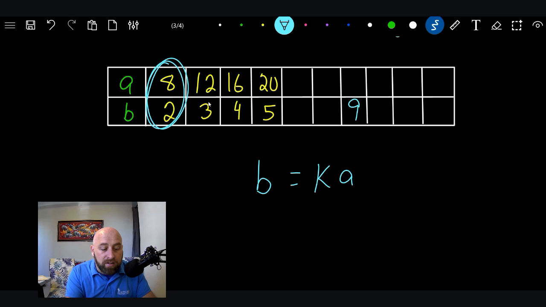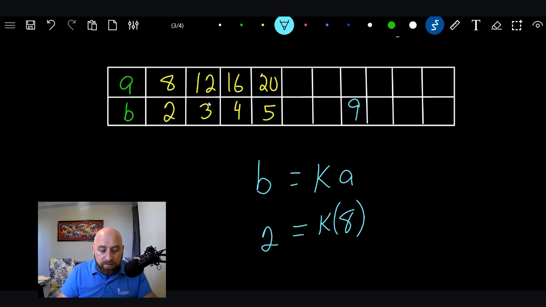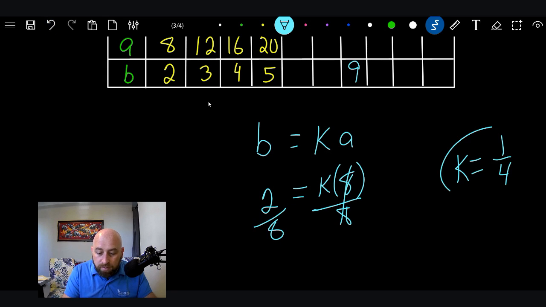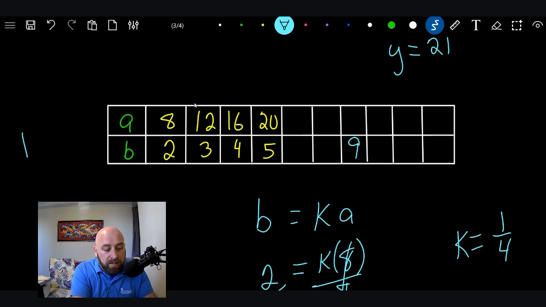So how are we going to find that? Well, we go back to one of these where we have both variables, and we plug it in. So 2 is the output, K is the constant, and A is 8. You could write it like this if you want. So I'm going to divide both sides by 8. That's going to cancel, and I'm going to get K equals, and I reduce that fraction to 1/4. Whoa, K equals 1/4. It equals a fraction. Is that possible? Yes, it's possible. It's no problem. K equals 1/4.